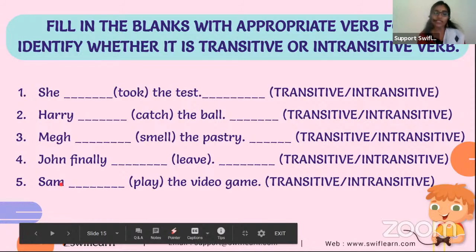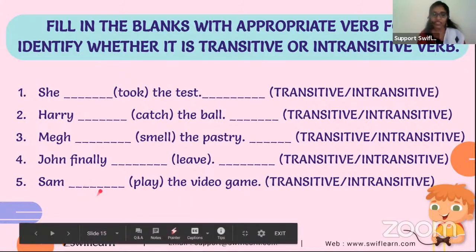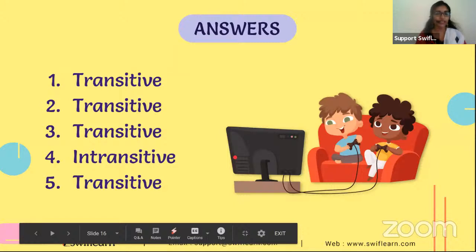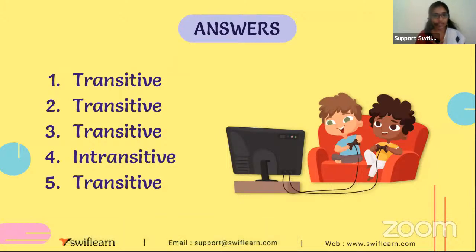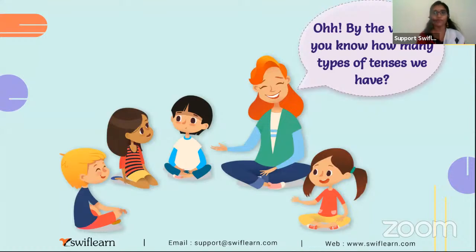And the final sentence is Sam played the video game. Or we can also say Sam will play the video game, Sam plays the video game, whatever it is. But the action is passing from the subject to the object. So this can also be a transitive verb. So let's check for the answers. Yes, the answers are right. Okay, fine, and let's move.